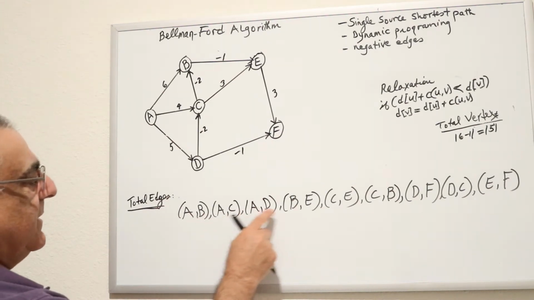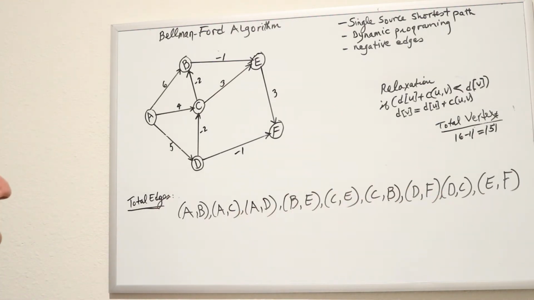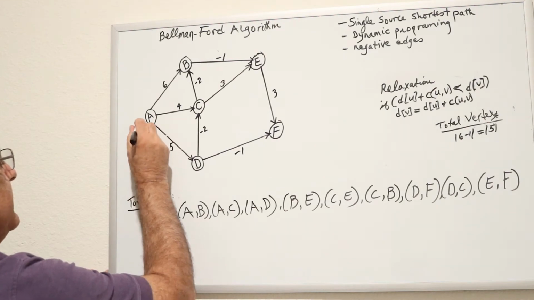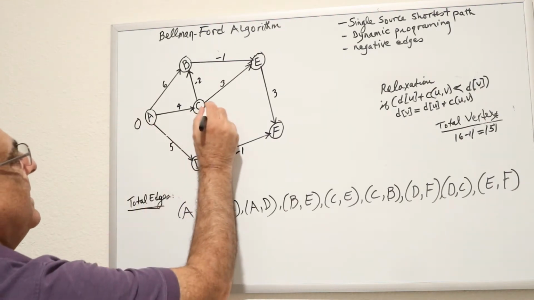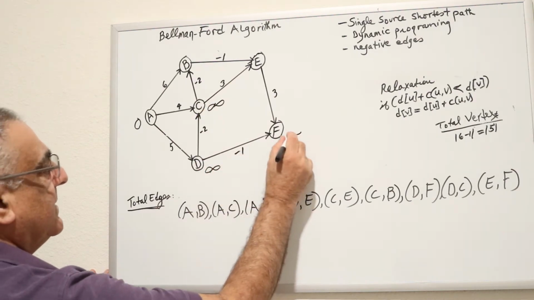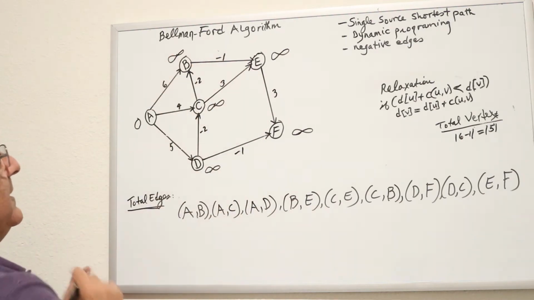So 1, 2, 3, 4, 5, 6, 7, 8, so there are 9 edges. So I counted all 9 edges. I'm going to start with 0 here from the source, and I'm going to put infinity on the rest of the other vertices. So these are all infinity.